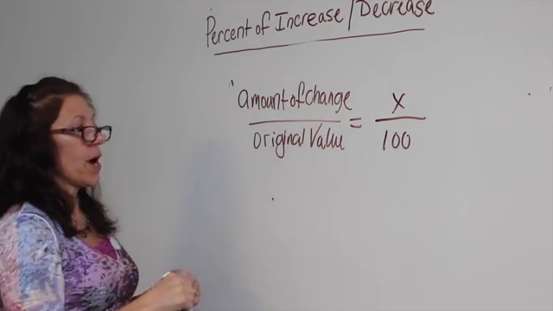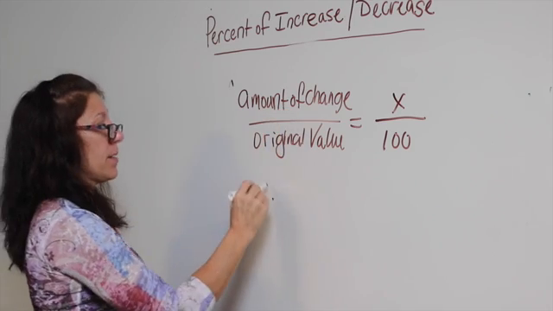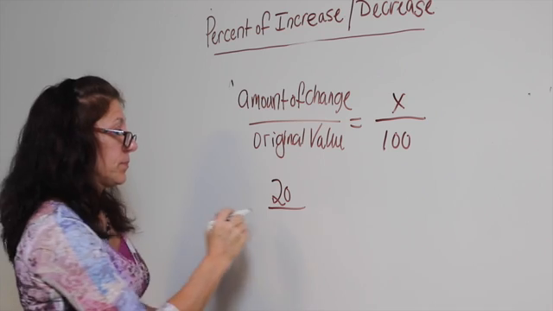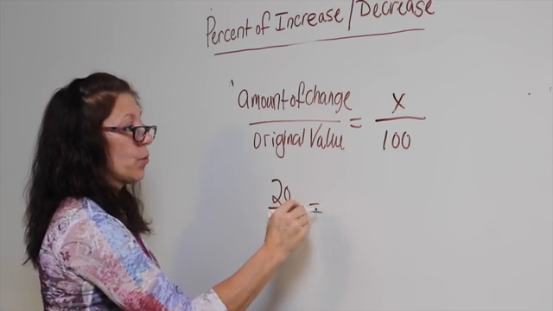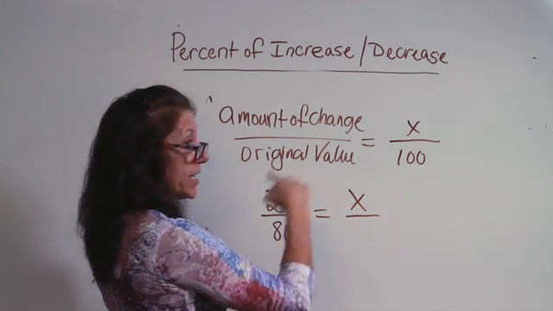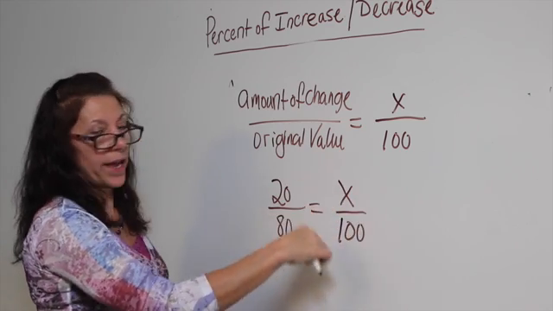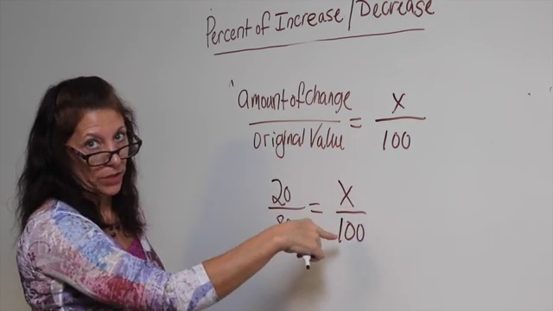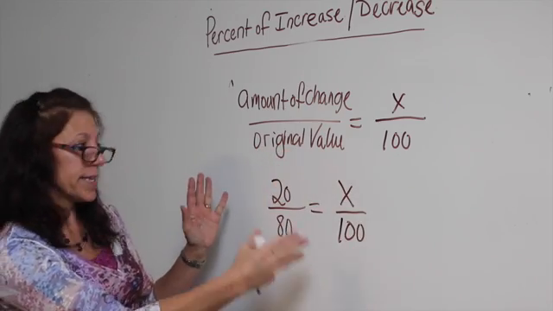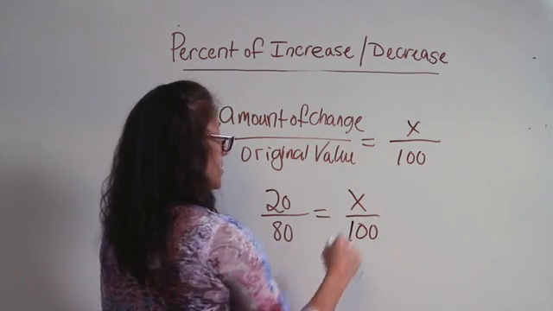So given the previous problem, our amount of change was 20. So that goes on the top. The original value was 80. We are looking for the percent of increase in this case because it went from 80 to 100. And percents are always expressed over 100. So we have a nice proportion set up. All we have to do is do our cross products and solve for the percent.